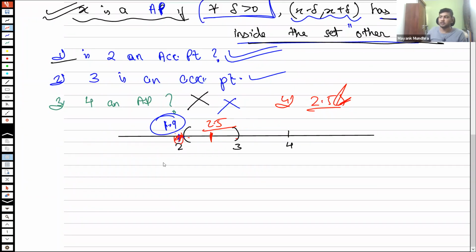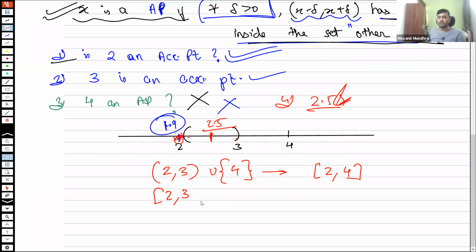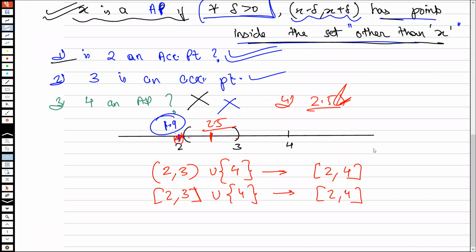So for this set also, surprisingly, 2 to 3 union 4, the set of accumulation points is closed 2 to 3. Okay, and for closed 2 to 3 union 4, again the set of accumulation points was closed 2 to 3. So for both these sets, the set of accumulation points is the same. So it will be 2 to 3, right? Yeah, sorry, 2 to 3.